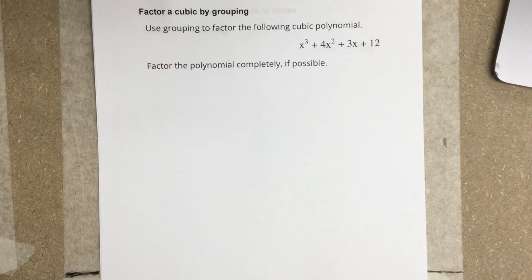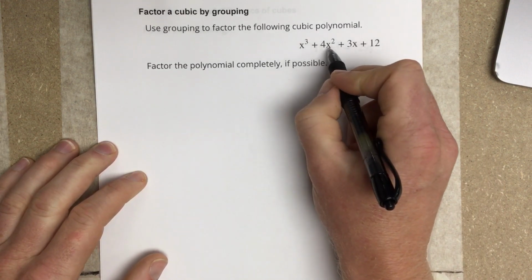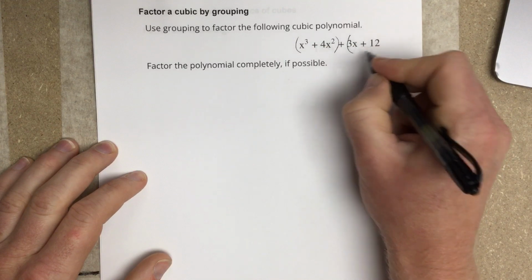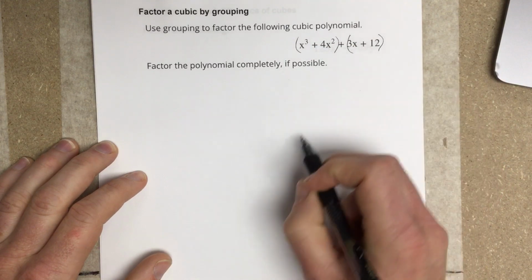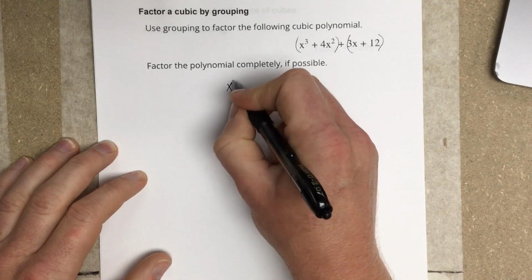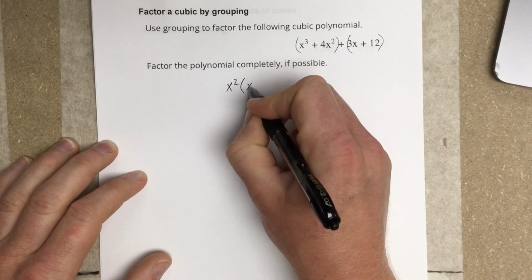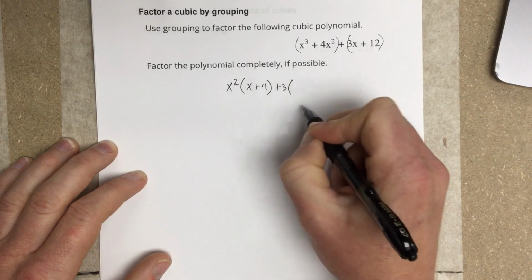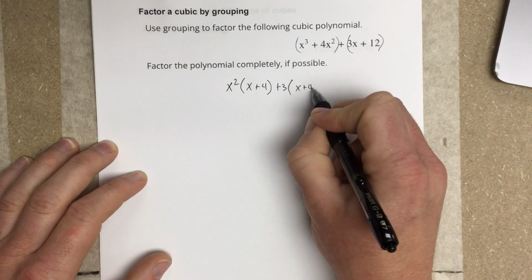Let's factor another cubic by grouping. And so what we're going to do first is factor out the x squared term. So I'm going to take these two terms, factor out x squared, and these two terms I'll factor out a 3. So I get x squared, x plus 4, factor a 3 out, and we get plus 3, x plus 4.